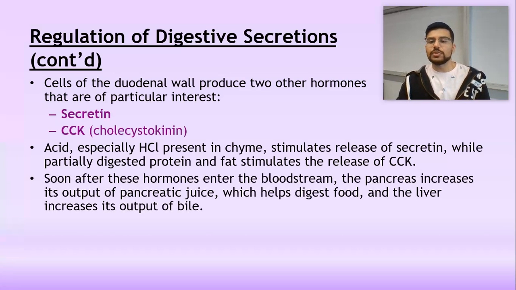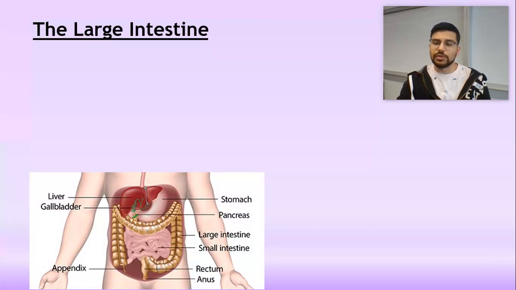Soon after, these hormones are going to be in our bloodstream, and the pancreas is going to increase the output of pancreatic juice. So that's going to help with digesting food. And then the liver, as a response, is going to start to release bile so that we can break down foods even further, in particular emulsify those fats.